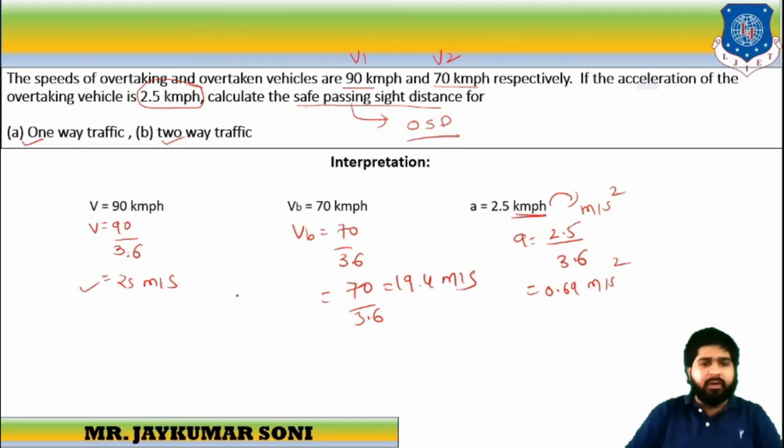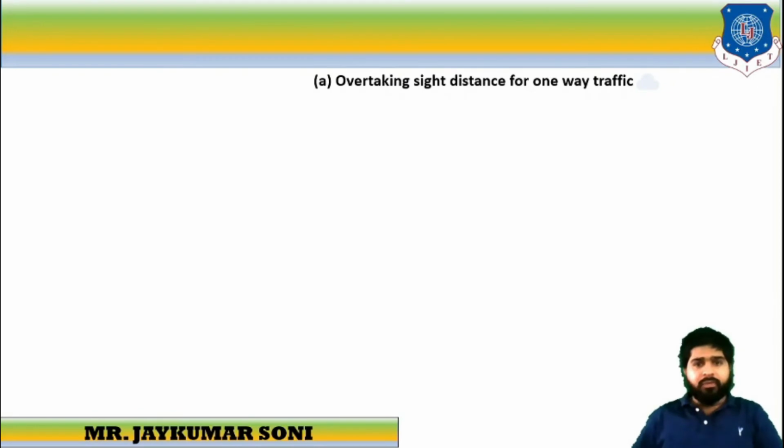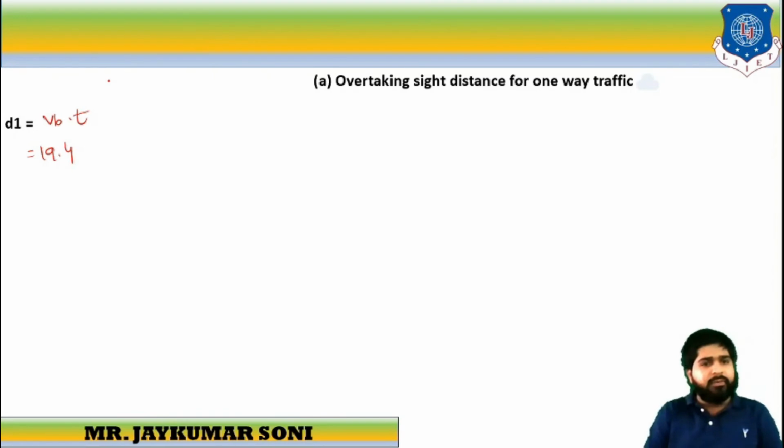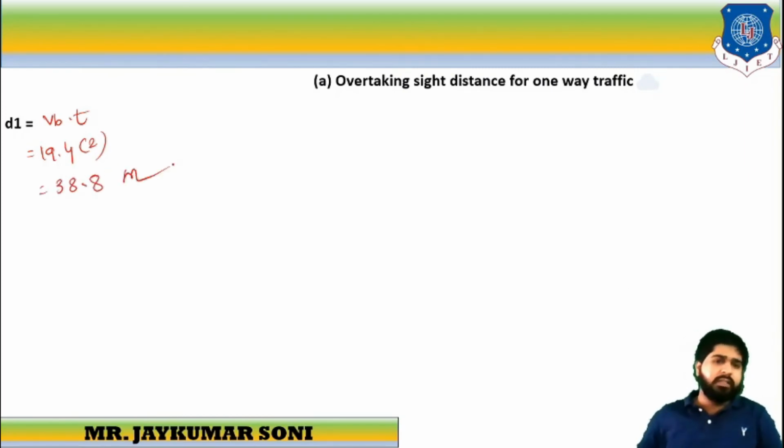So we have V1, we have VB, we have A. Now we will calculate the OSD for one-way traffic. For that, we have to calculate the value of D1. The value of D1 is VB into T. Here the value of VB we have already calculated. VB is 19.4. You can take the value of T in the range of 2 or 2.5. Here we are considering the value as 2. So it will be 38.8 meters. So this is D1.